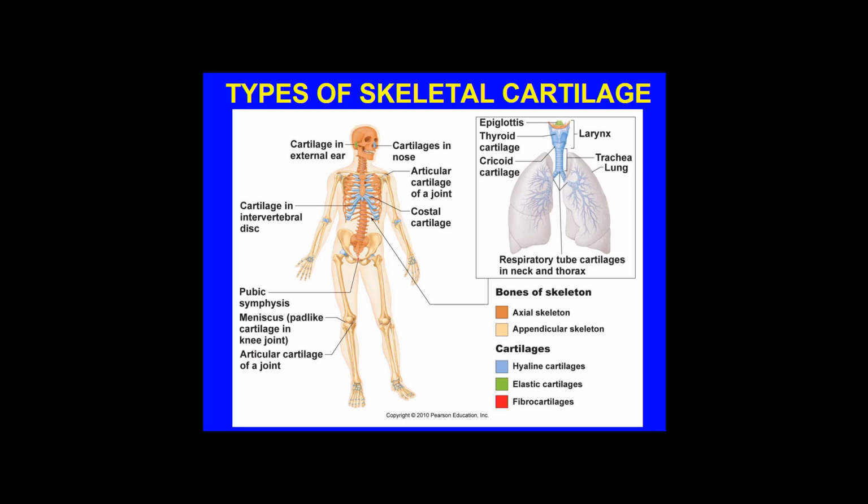You have parallel rows of chondrocytes with thick collagen fibers. So they're going to appear in pad-like cartilage of the knees as well as the intervertebral discs. Okay?